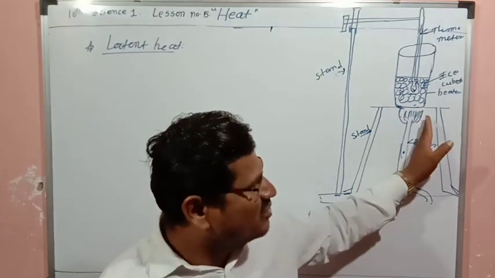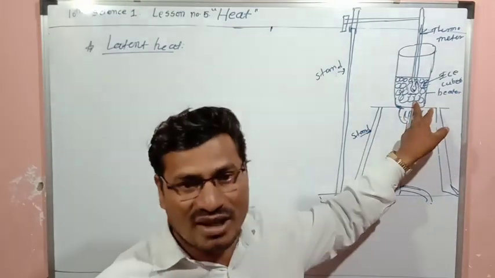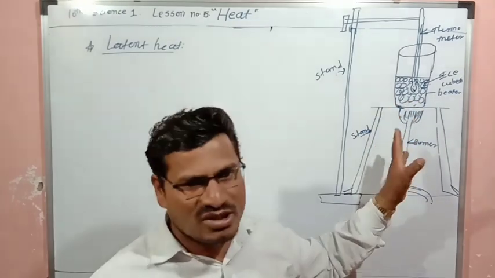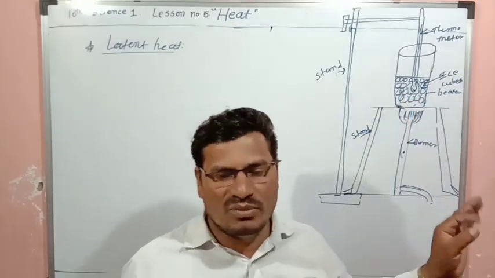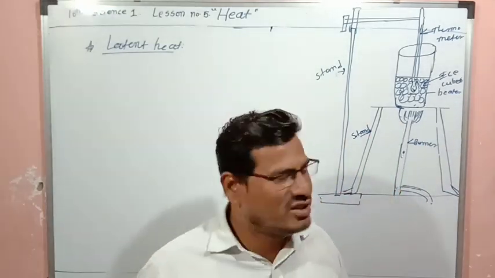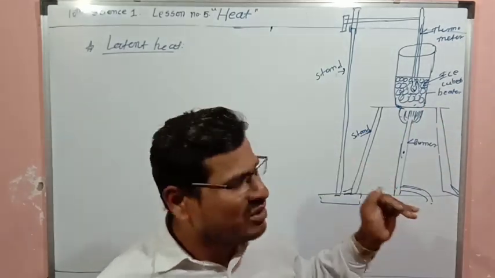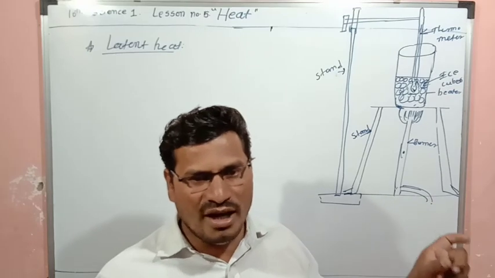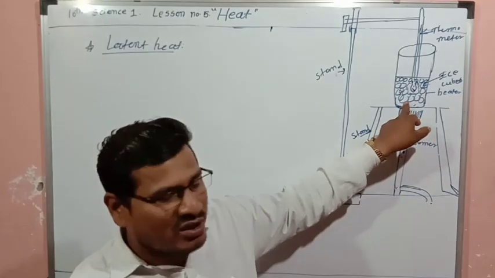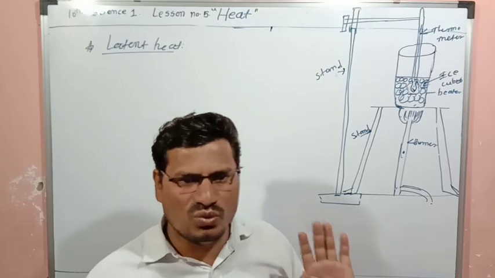So when you start to heat, the ice will start to melt. But the temperature of that particular mixture, that means ice and water, will remain constant. Initially the temperature will remain constant at 0 degrees Celsius, till all the ice melts and gets converted into water.